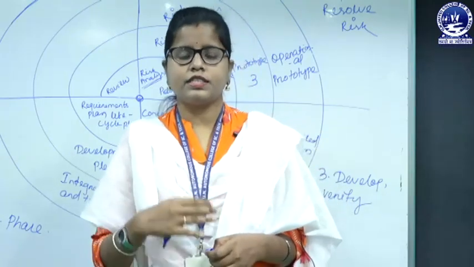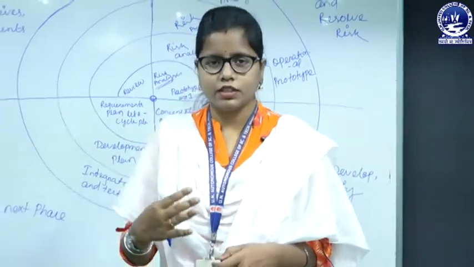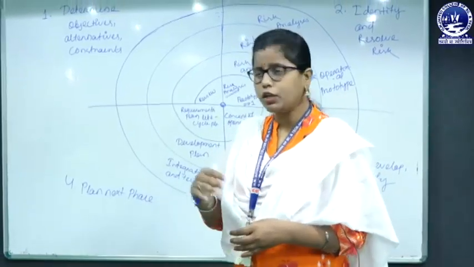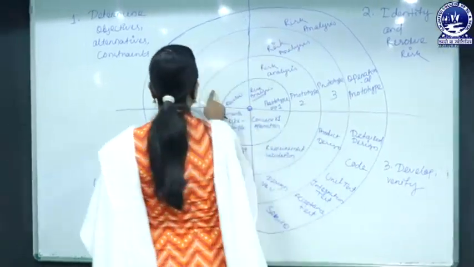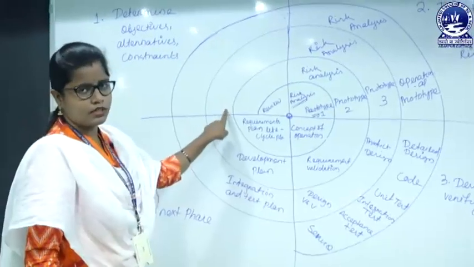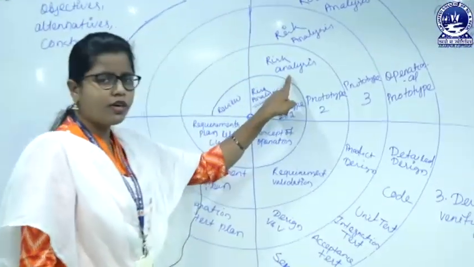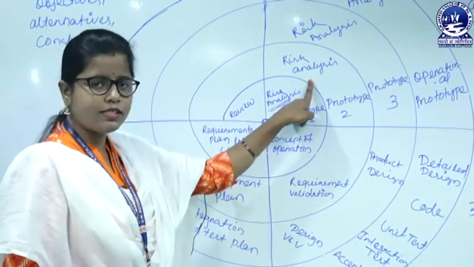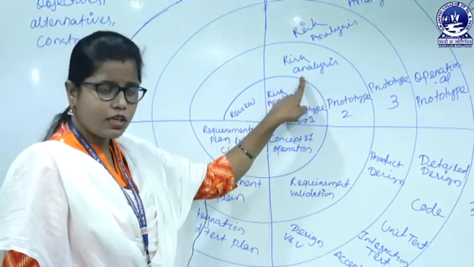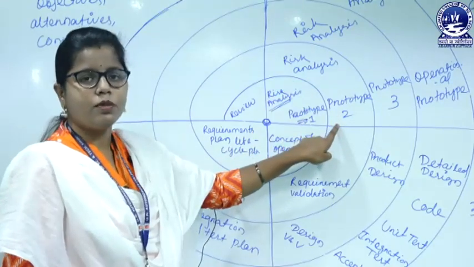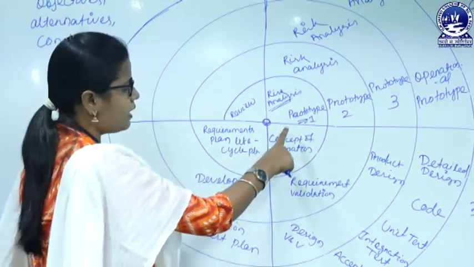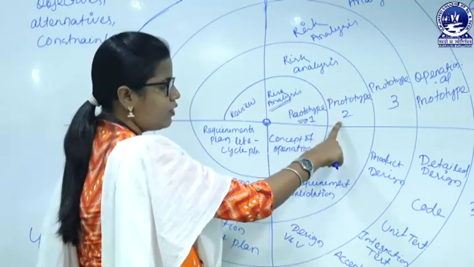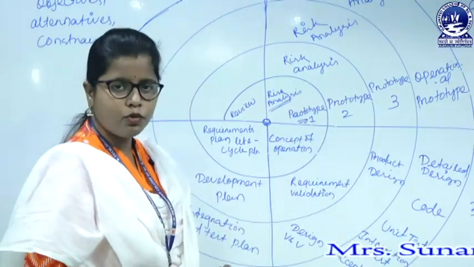If the customer is not satisfied with our plan or with our requirement document, then again we will go for the first phase, that is determine objectives. Then again we will go for risk analysis. That means again we are going for finding the best solution, and for that best solution we are going to develop prototype 2. Here we have already developed prototype 1, the demo version 1. Then we will go for developing prototype 2.